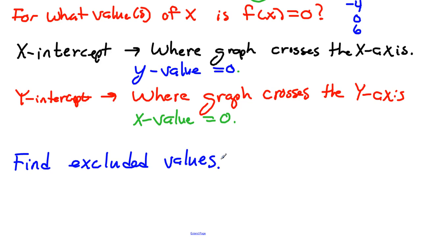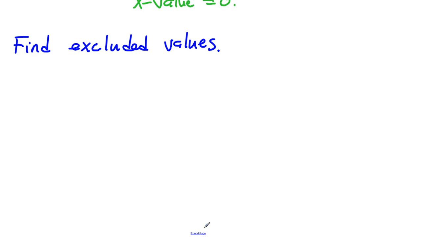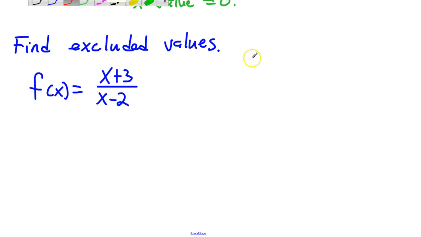And we did excluded values in the last chapter, didn't we? I think it's something else. Didn't we do that? Okay, and they kind of come back and do the same thing with these. Now the difference is instead of it being y equals, it's going to be f of x equals. So you've got x plus 3 over x minus 2. It's still the same thing. It's still your denominator equal to 0.